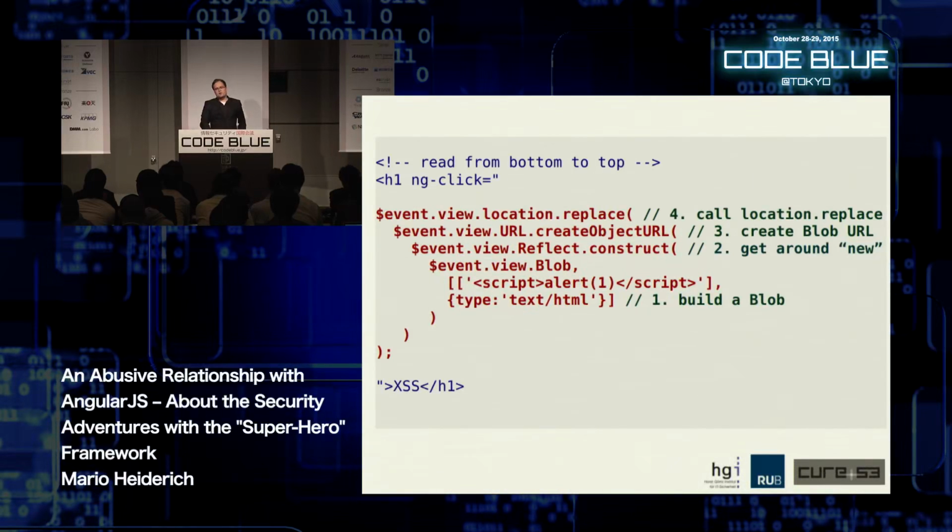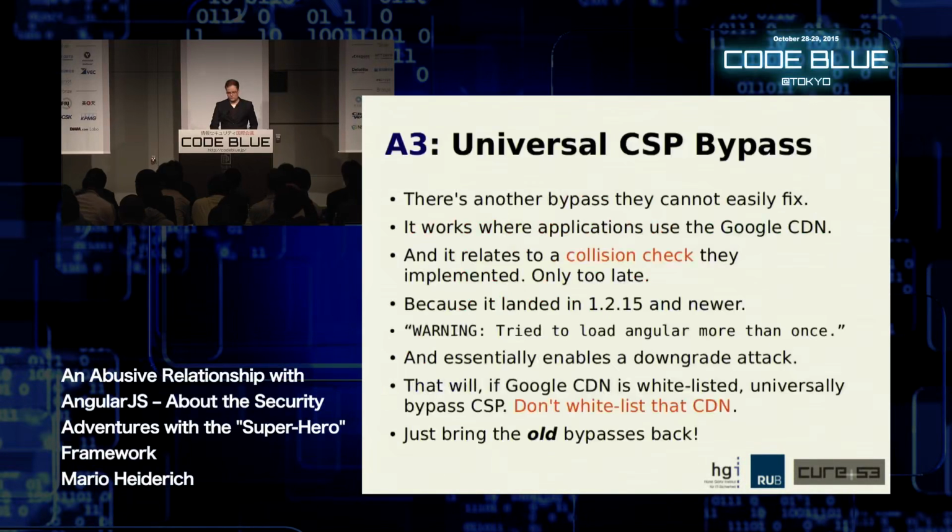Sadly, this is theoretical because Chrome does not yet support Reflect. Firefox does, and Microsoft Edge does. Chrome, not yet. Let's see. Maybe tomorrow this works, maybe in 1 week, maybe in 1 year. We don't know. But we don't want to see theoretical bypasses. We want to see real bypasses. So the real bypass is actually quite funny, because it's not a real bypass. The problem is something else. And the problem is something that cannot be fixed easily.